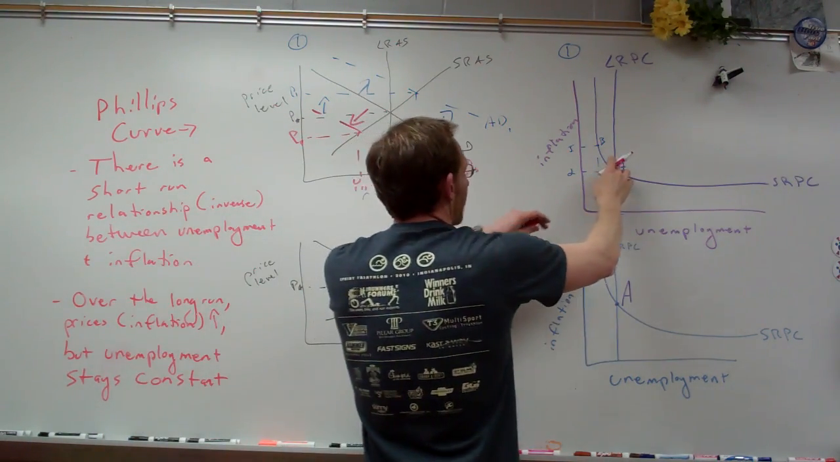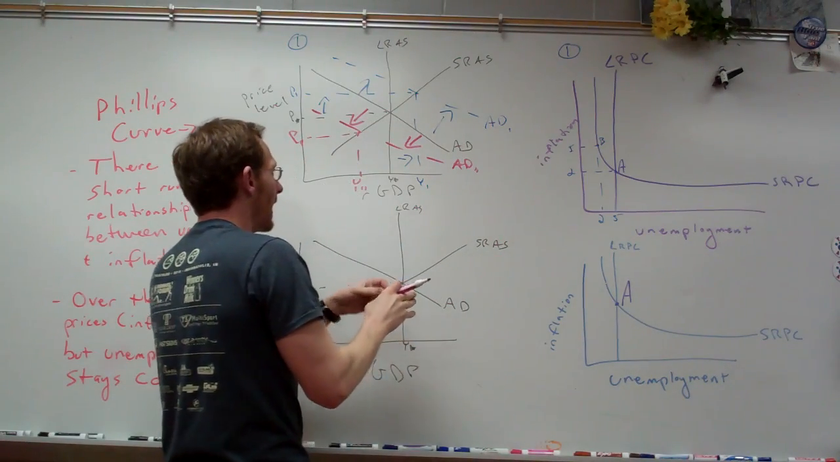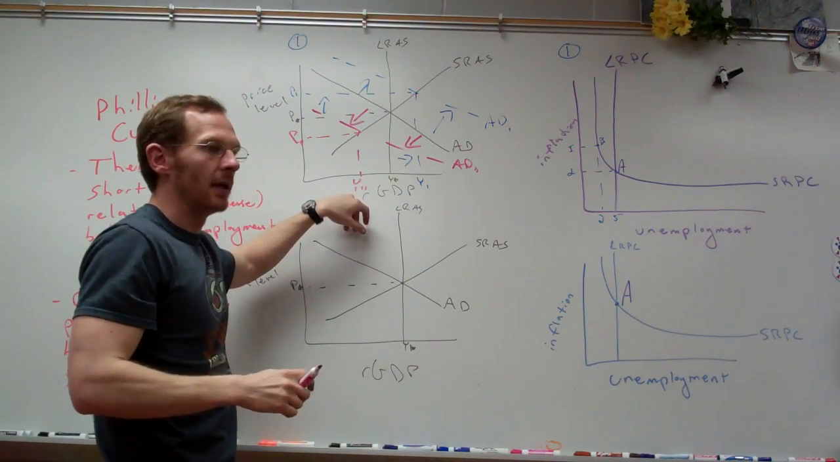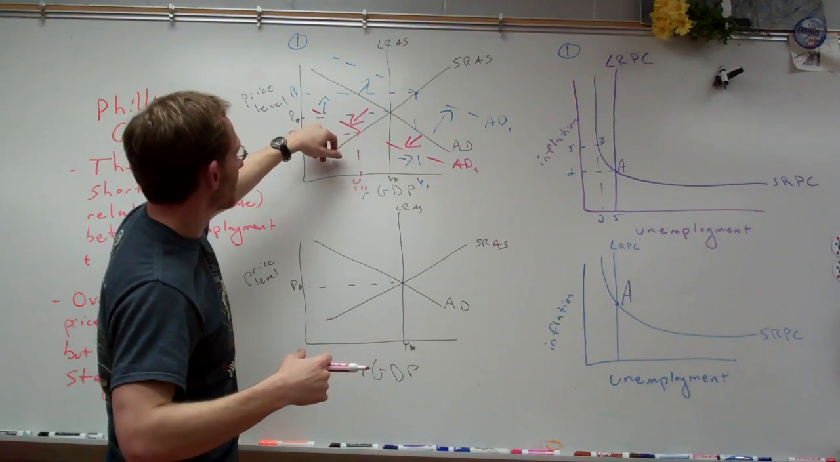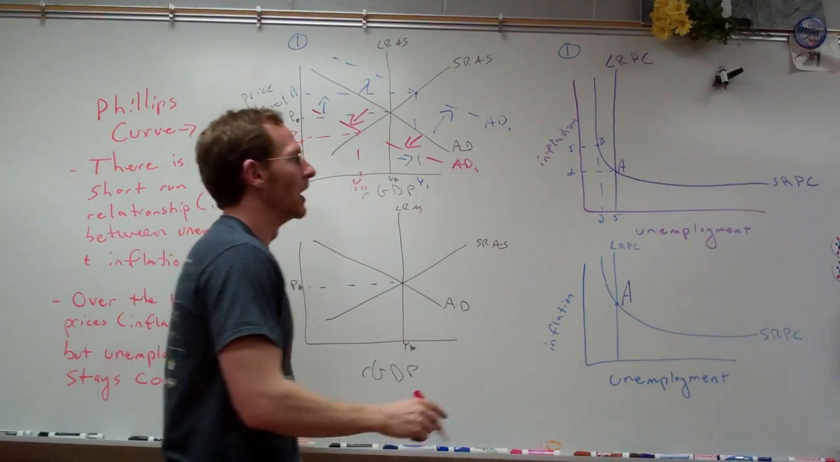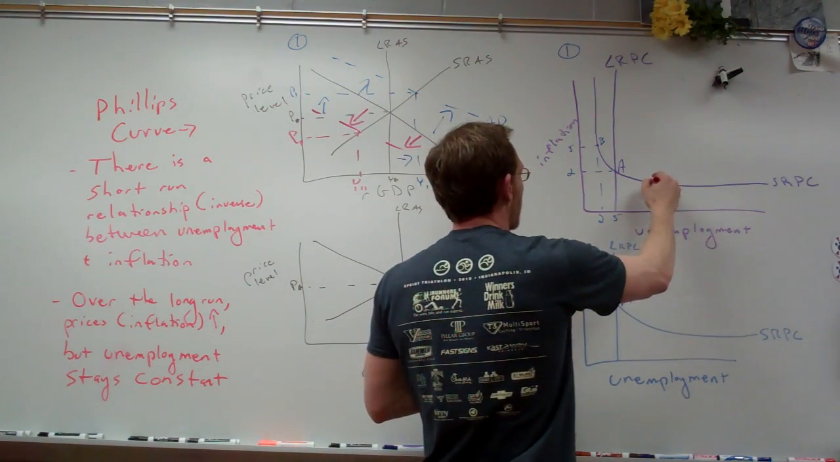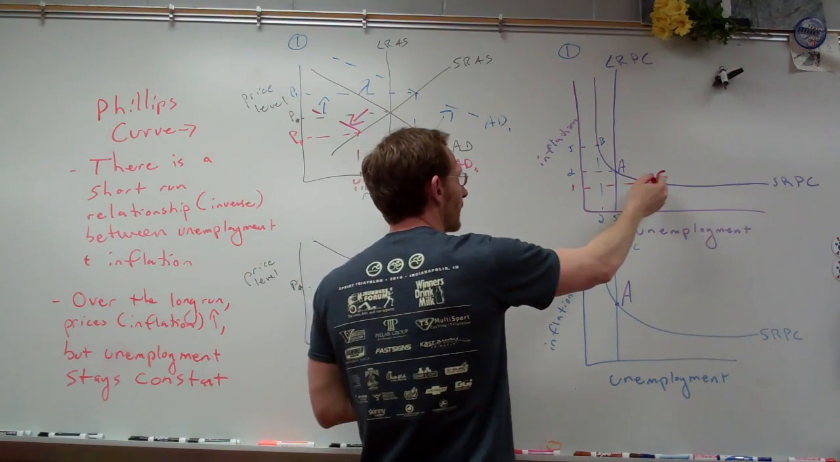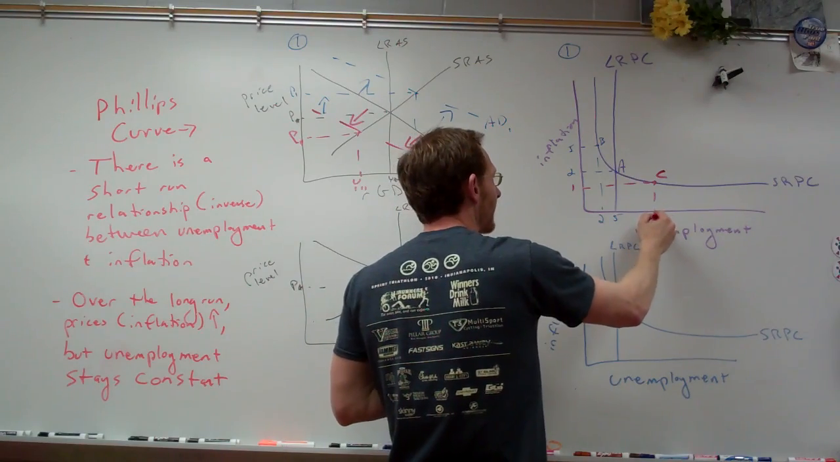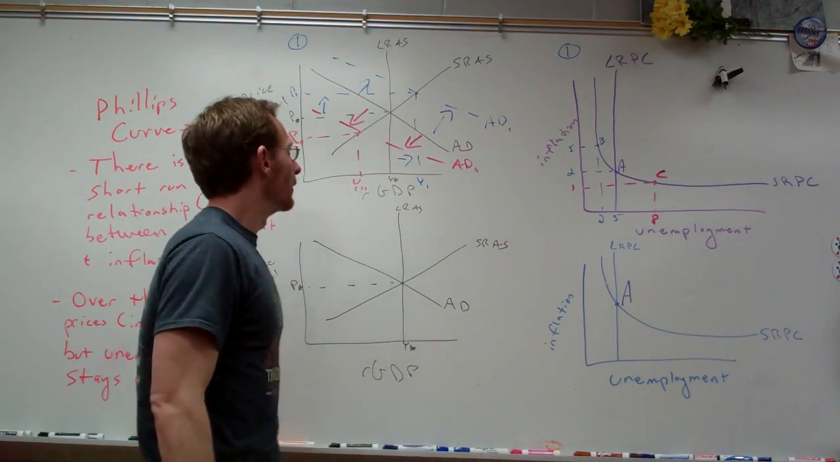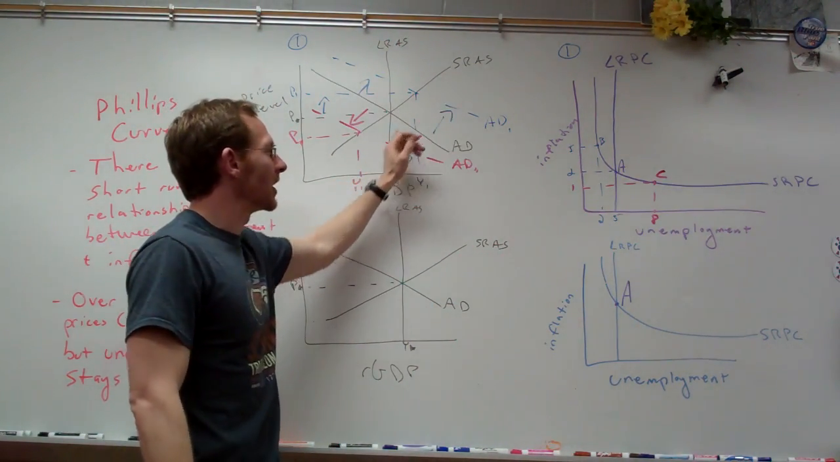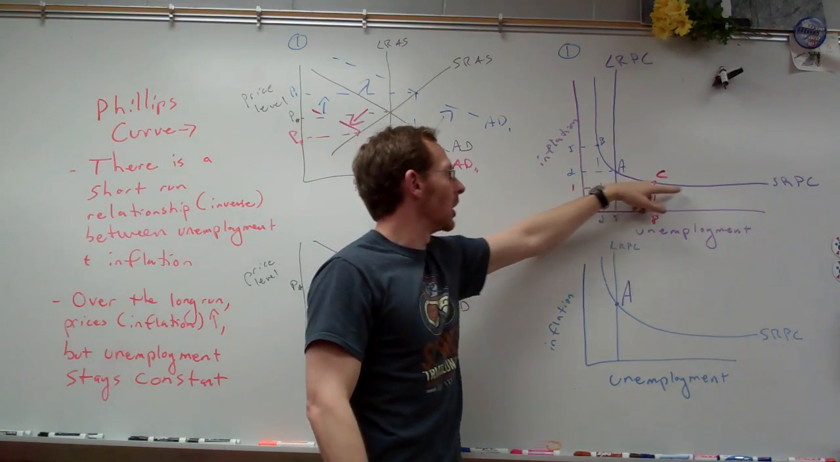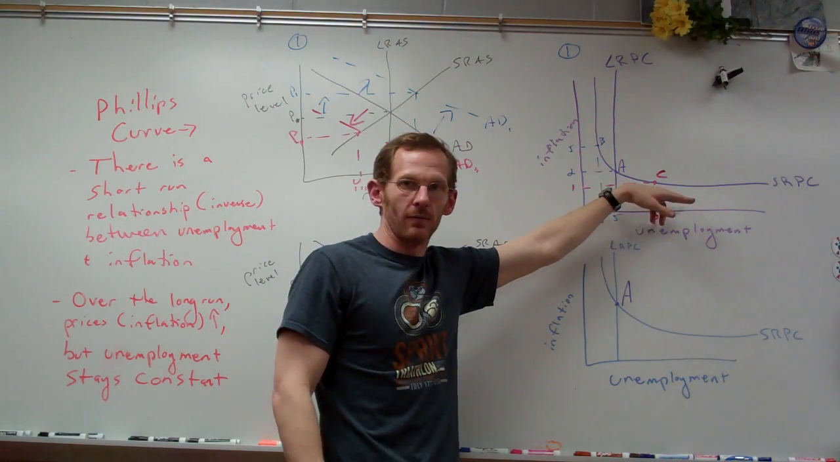Well, let's say we start off here at point A. As you can see, as we're producing less, unemployment will rise and prices have gone down since AD has shifted. So we might go to, let's say, point C right here, which is, we'll call it, 1% inflation and 8% unemployment, whatever the numbers are. Anyway, you can see that when AD shifts, there's a shift along the short-run Phillips curve.